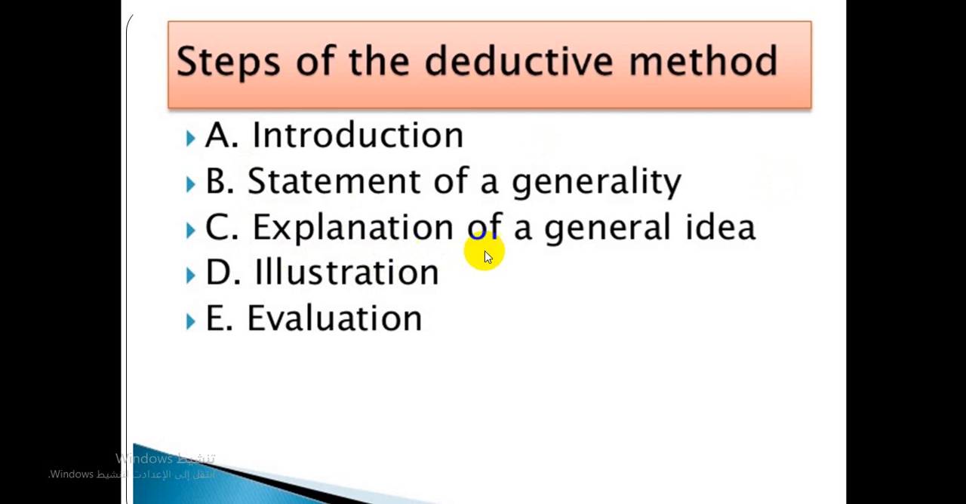And the step of explanation of a general idea. The heading of the letter contains, for example, the address of the sender and the date the letter was made. The salutation is the greeting found at the start of the letter. Also, the body of the letter is the most important part of the letter. If I ask you, why is the body of the letter the most important part? Excellent, because it contains the message of the sender to the person to whom the letter is addressed.